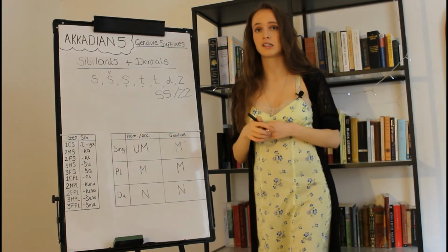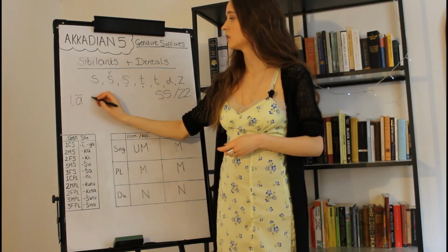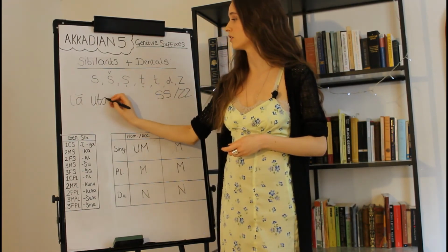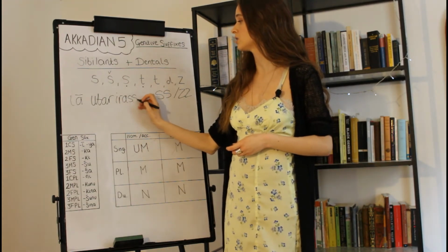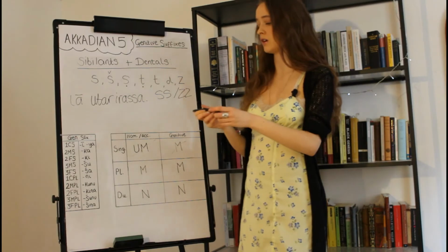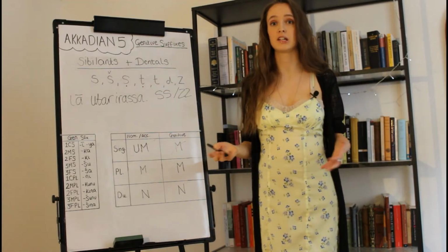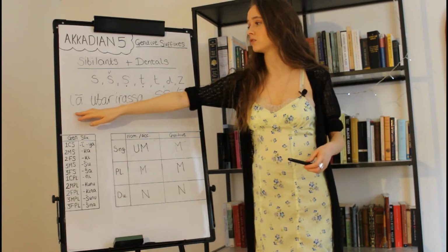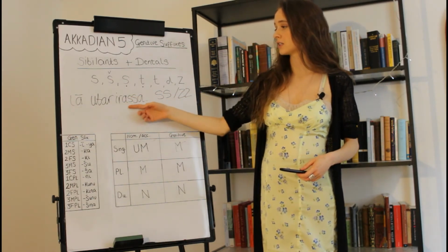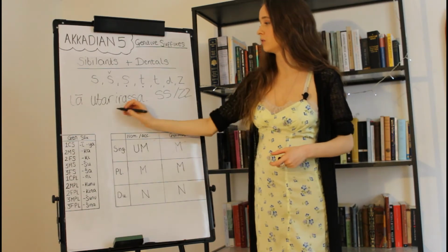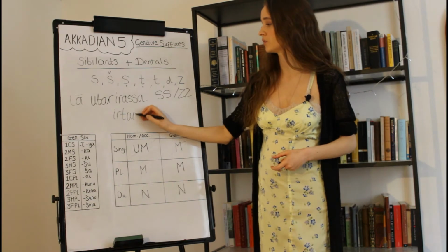So let's look at an example phrase from Agushaya. We have la utar irasa. And this translates as she does not turn back her chest, or she doesn't retreat, essentially. So la is our negation of the verb, utar is the verb to retreat, and irasa is coming from a noun which means chest, and it is irtum.